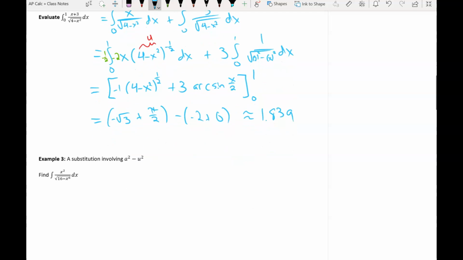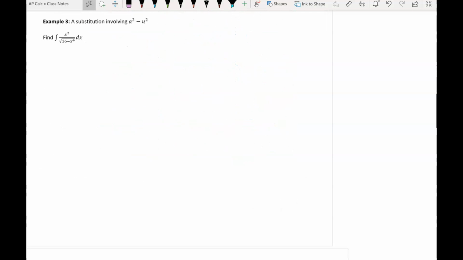All right, example 3. Now we want to find the antiderivative of x squared over the square root of 16 minus x to the 6th, dx. Right away, this might not look intuitive in what you have to do, but you might recognize that in this denominator, I sort of have a trig rule going on.